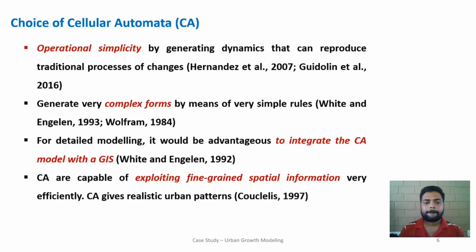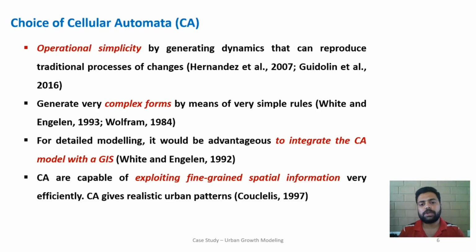factors. Let us understand what is cellular automata and why we need cellular automata. What is the best other alternative as well. It is basically operationally very simple, generating dynamics that can reproduce traditional processes of change, and it can generate very complex forms also, based on the user's requirement, with the help of very minimal or very simple transition rules.